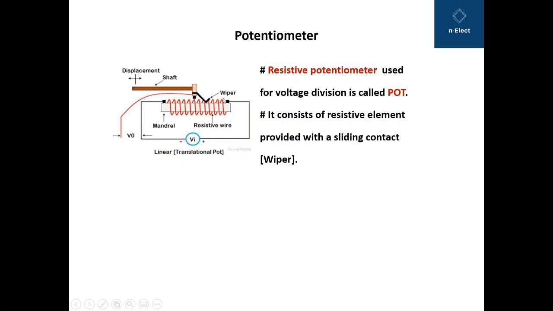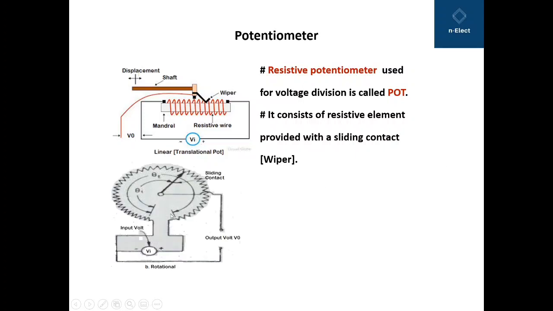These are the fixed points of the resistance wire, across which the input voltage Vi is applied, while the output voltage is taken across the variable point. Variable point means this wiper point. Here this is treated as positive, while the common of this, that is negative, is treated as another terminal across which the output voltage V0 is taken.